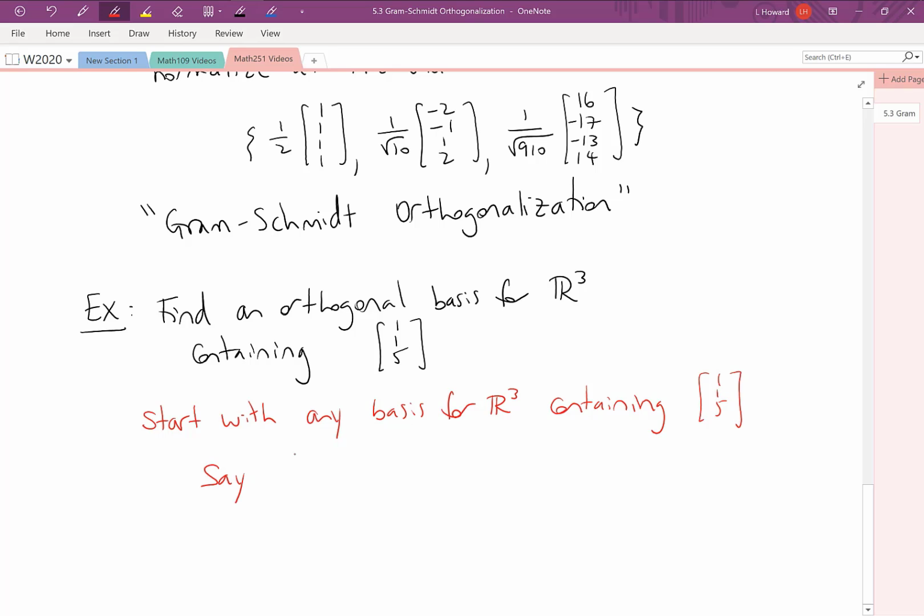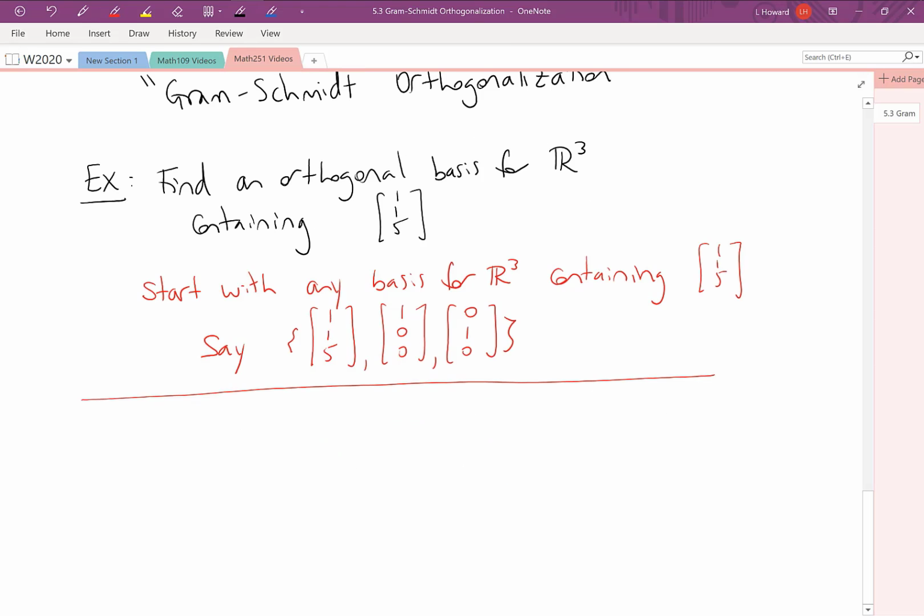Okay, so let's say we start with 1, 1, 5, 1, 0, 0, 0, 1, 0. So notice that this is not an orthogonal basis right now, but it is a basis for R3. Let's talk in a little bit more detail about how exactly we know that's a basis for R3, and then we can come back to the calculation.